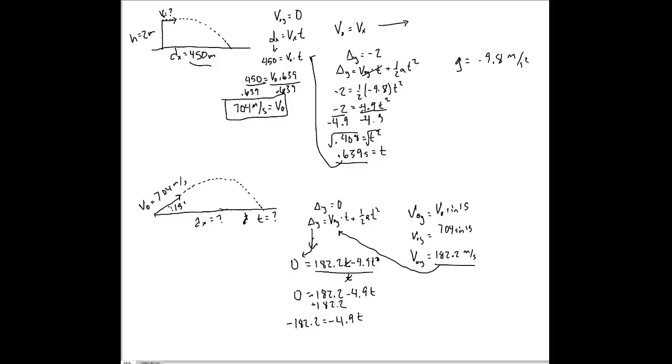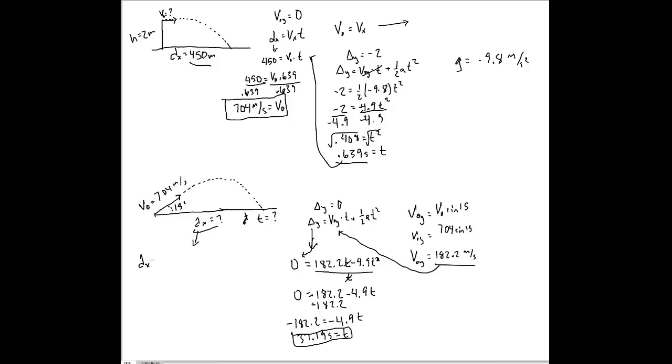Now I'm going to divide both sides by negative 4.9. And that is going to give me a total hang time of 37.19 seconds. And so that is my total hang time for this projectile being launched at 15 degrees. Okay? So now, what if I asked you to find this range? Well, now that we know time, this is a piece of cake.